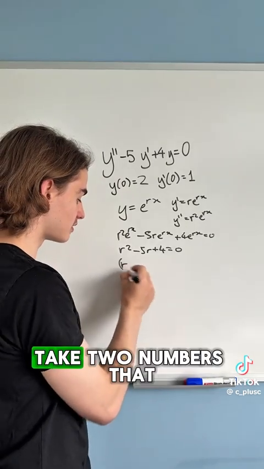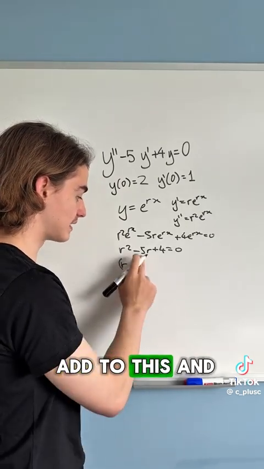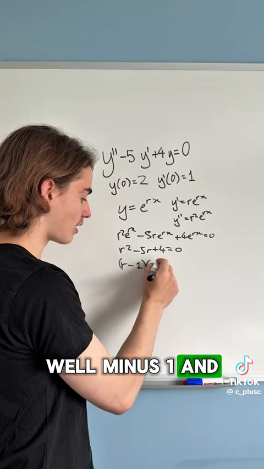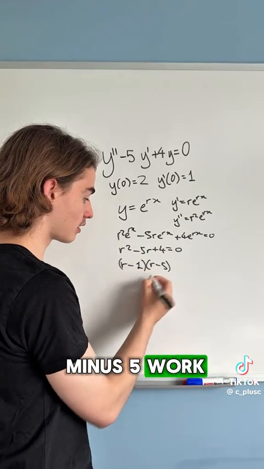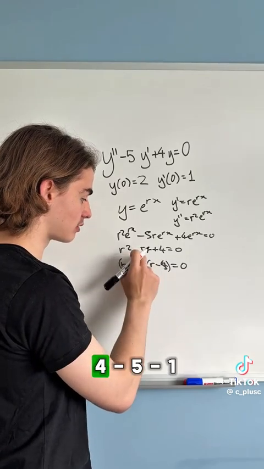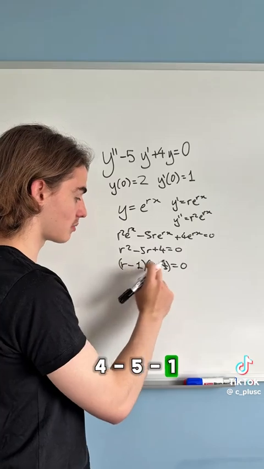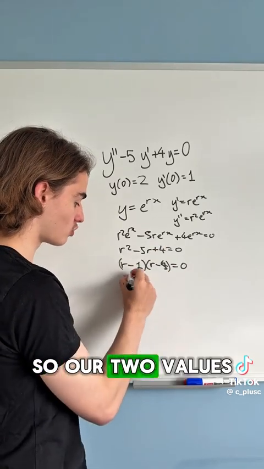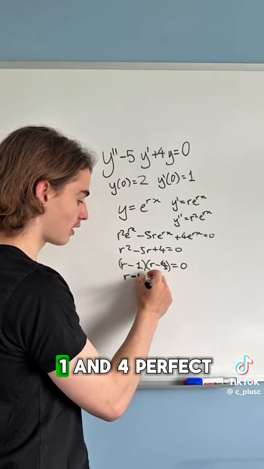So take two numbers that add to this and multiply to this. Well, minus 1 and minus 4 work, because minus 1 minus 4 is minus 5, and minus 1 multiplied by minus 4 is equal to positive 4. So our two values for r will be 1 and 4.